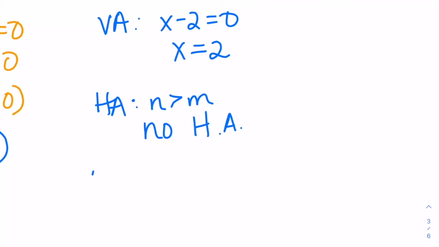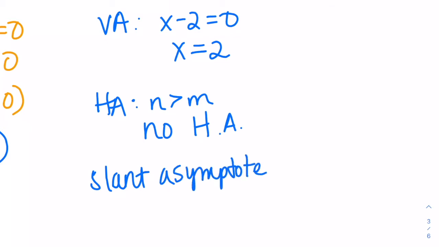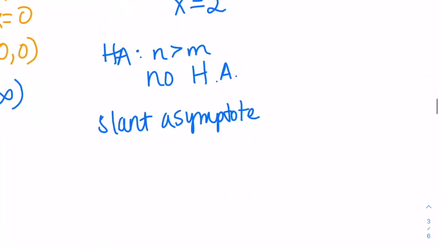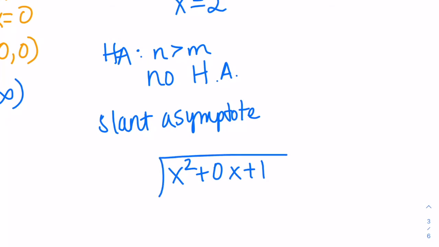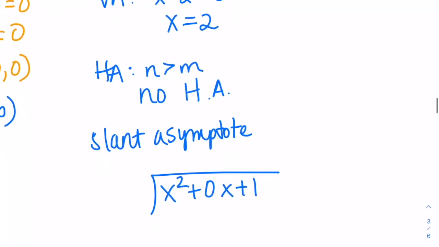So for the slant asymptote, we're going to have to use long division. So we're going to divide x squared plus 1 by x minus 2. Now when we multiply x by x, well, we get x squared. So this will be x.